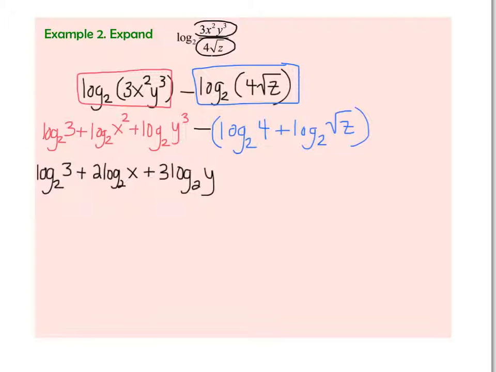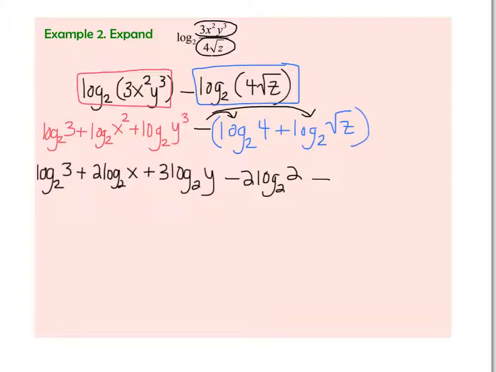So now distributing this negative and doing the same thing here, we're going to have minus. Now think of this 4 as 2 squared. So it really does have an exponent even though it doesn't look like it right now. If we think of this as 2 squared, we can take 2 out in front. So 2 log base 2 of 2.